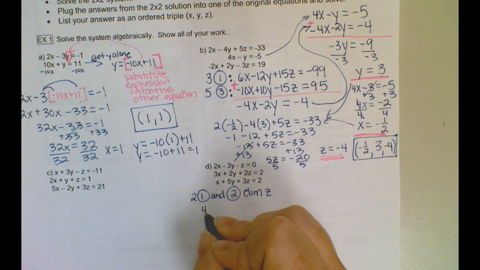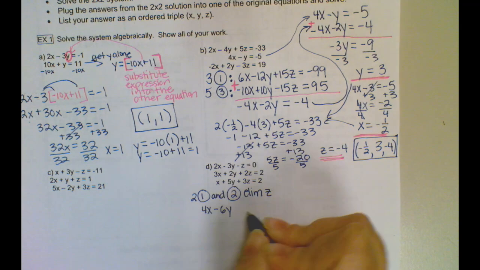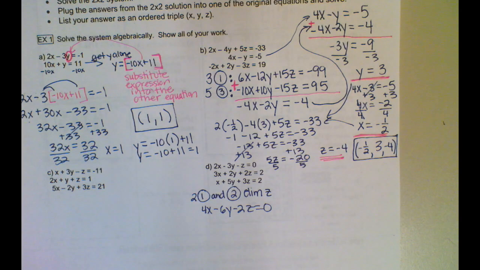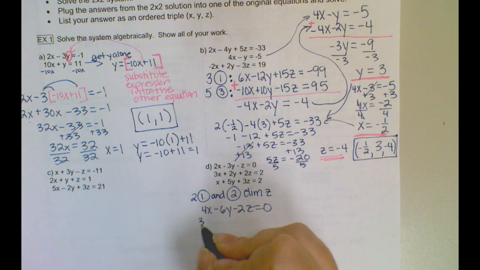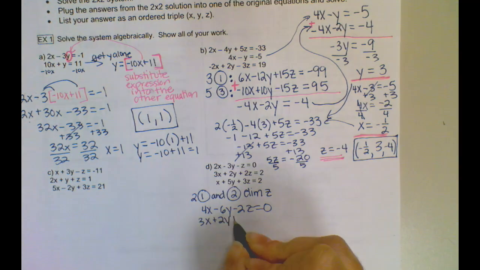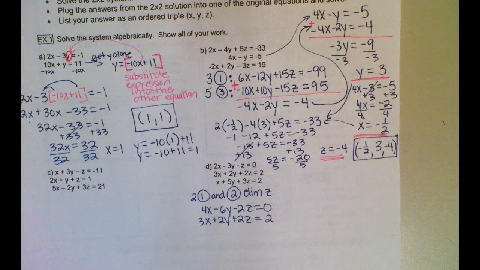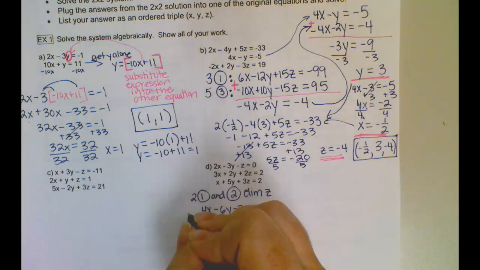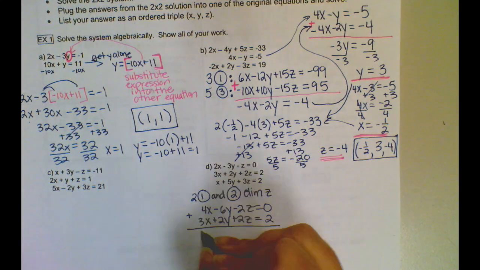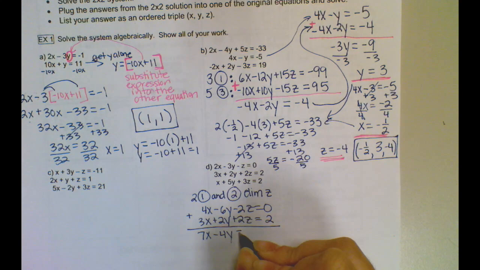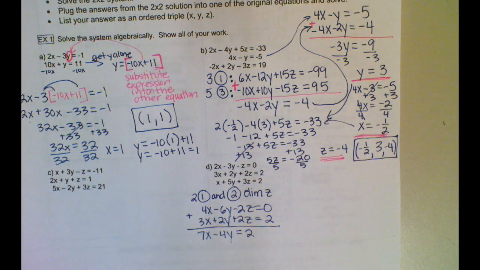So 2 times equation 1. If I multiply all of equation 1 by 2, I would get this. Equation 2 as is means just copy what I see. So 3x plus 2y plus 2z equals 2. Again, my objective is to eliminate z. When I add, I get 7x minus 4y, the z's go away, equals 2. So I have half of my 2 by 2.